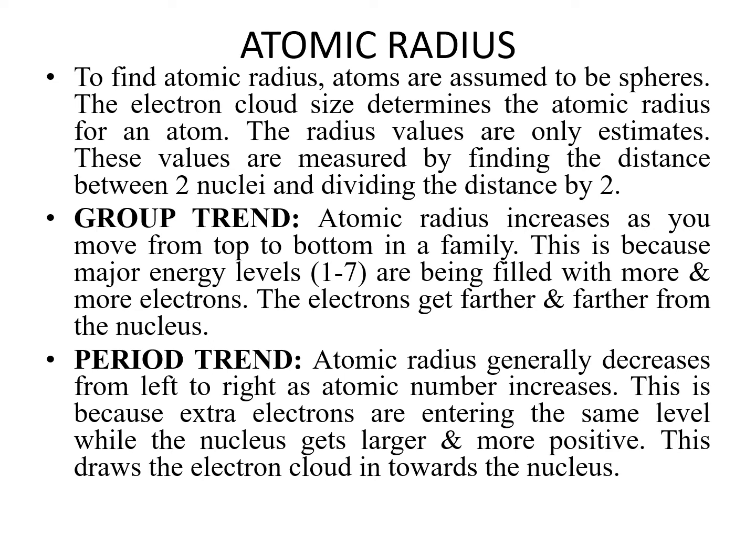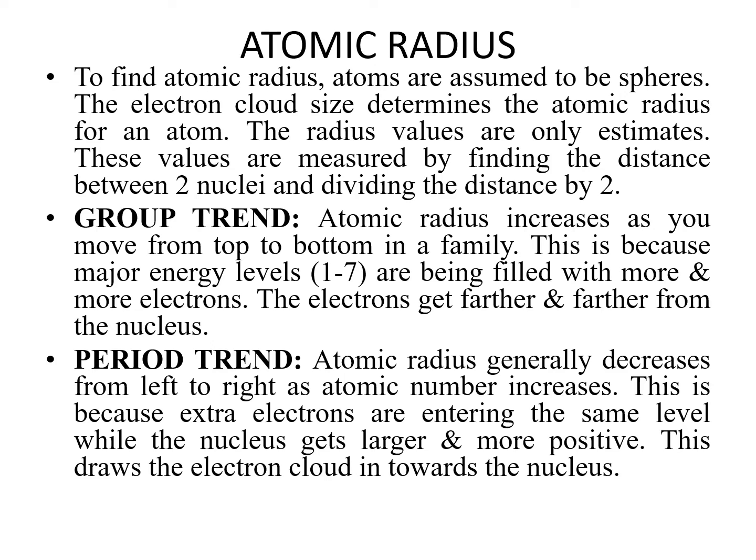And what is the trend group-wise? Atomic radius increases as we move from top to bottom in a family. This is because major energy levels are being filled with more and more electrons. The electrons get farther and farther from the nucleus. Hence, atomic radius increases from top to bottom.